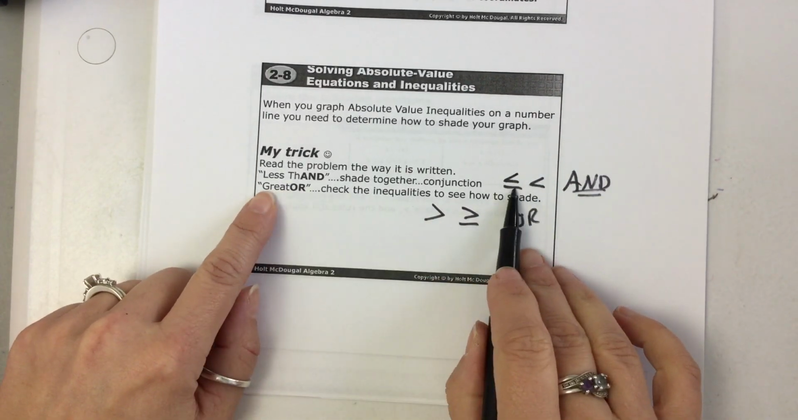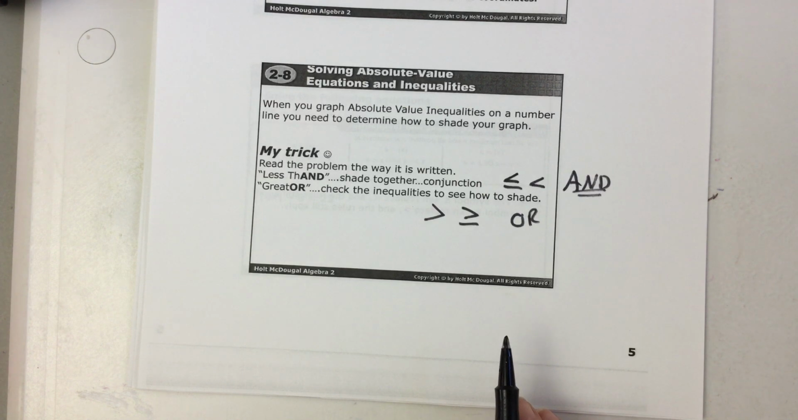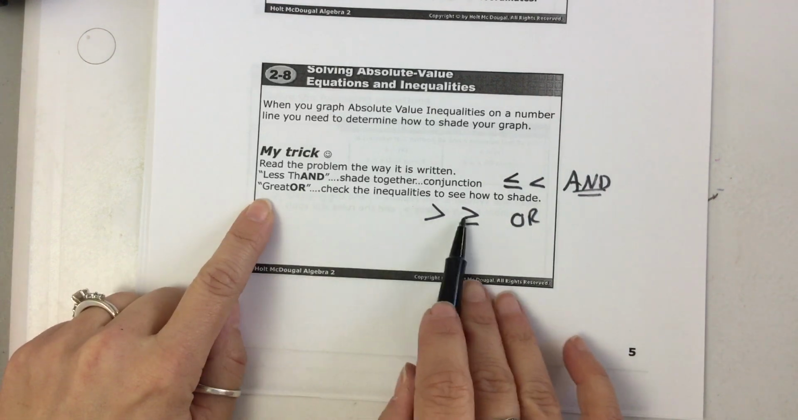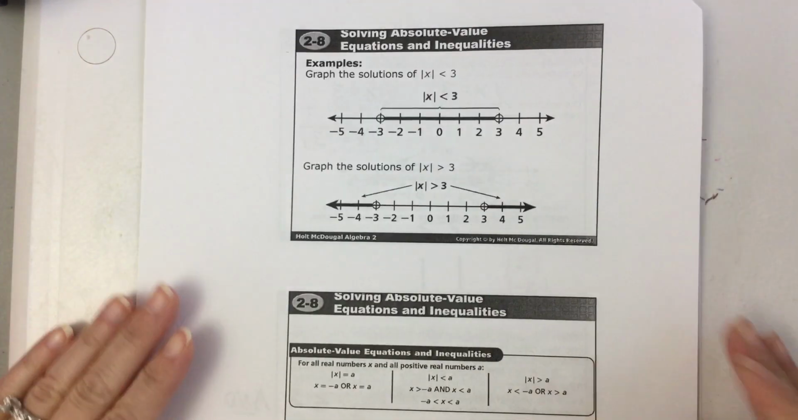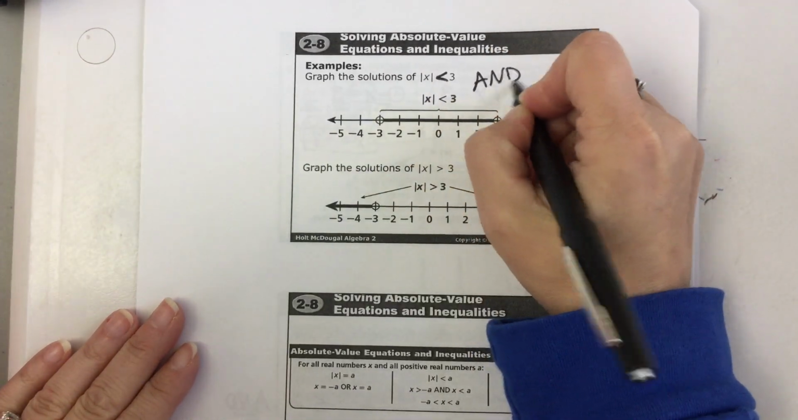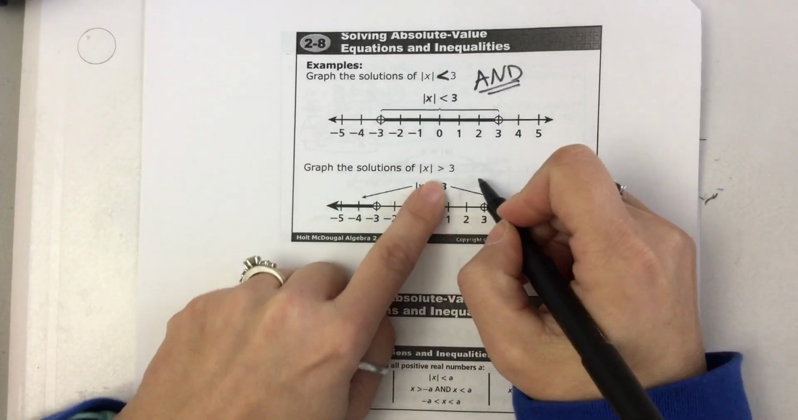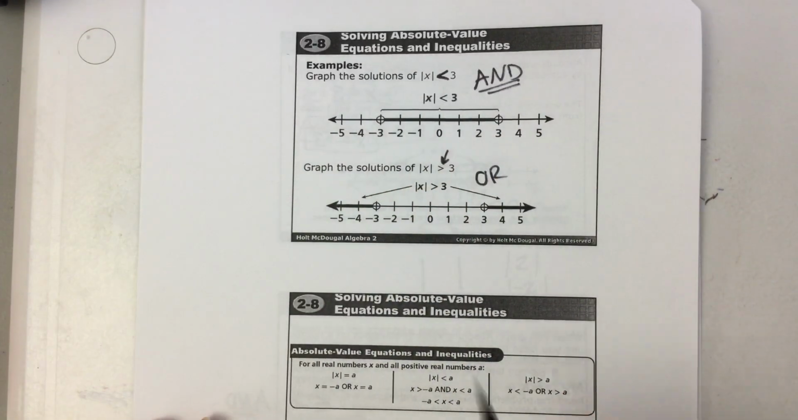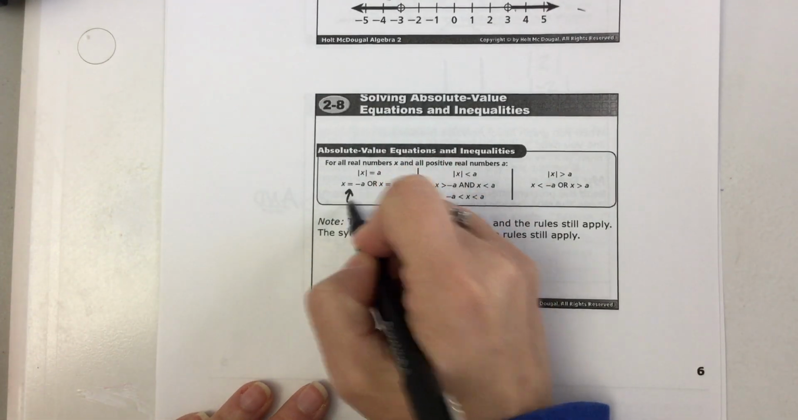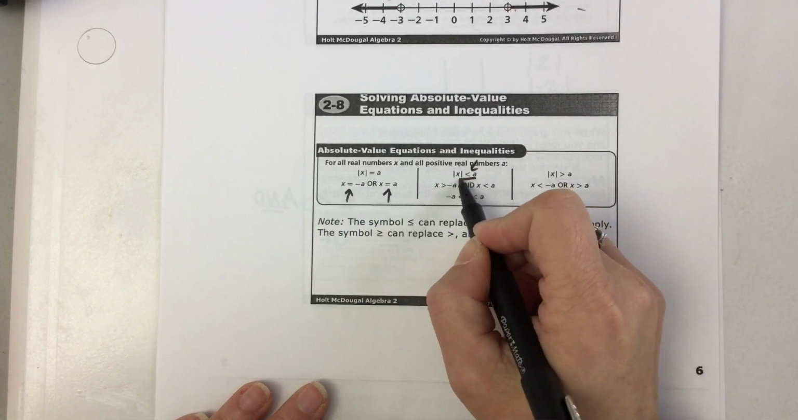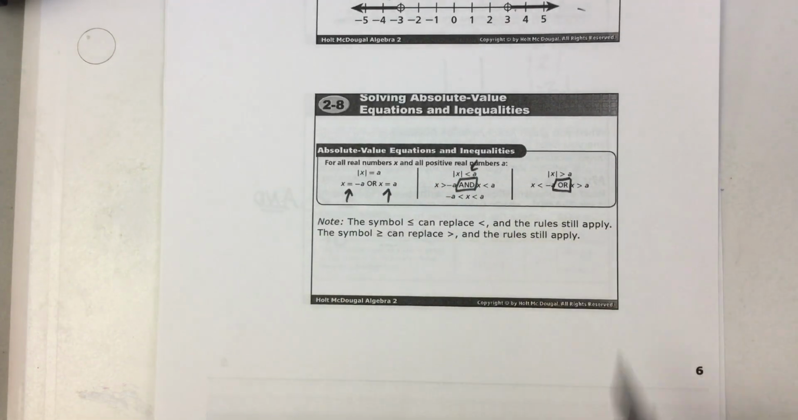If it's a less than or equal to symbol, be kind of silly and go "less-than." It's "and," shade together. If it's greater than or equal to, be kind of silly and read it "great-or," you shade apart. Let's do this. Okie dokie, artichokes. Remember, this is less than and you would shade together. This is "great-or" because it's a greater than symbol, so you shade apart. If it is equals, you're going to have an equal sign. This is less than, so you're going to shade together. This is a greater than symbol. Okay, let's go ahead and do this.